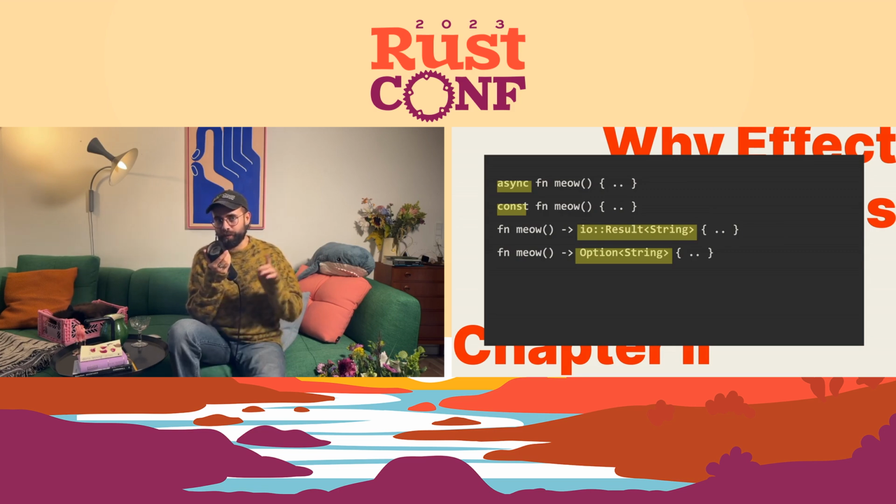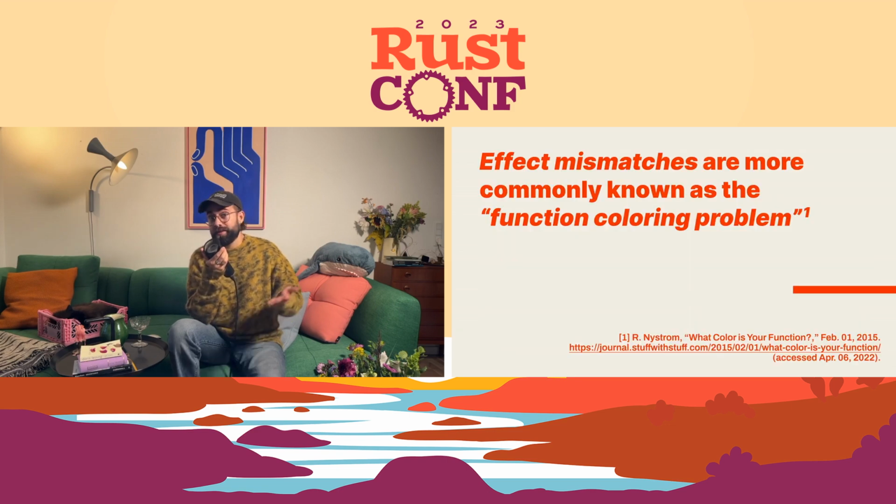When I talk about effects in Rust, what I mean is certain keywords such as async, await and const, but also the question mark, and types such as Result or Option. All of these have a deep semantic connection to the language, and they change the meaning of our code in ways that other keywords and types don't. Sometimes we'll write code which doesn't have the right effects, which leads to effect mismatches. This is also known as the function coloring problem, as described by Robert Nystrom.